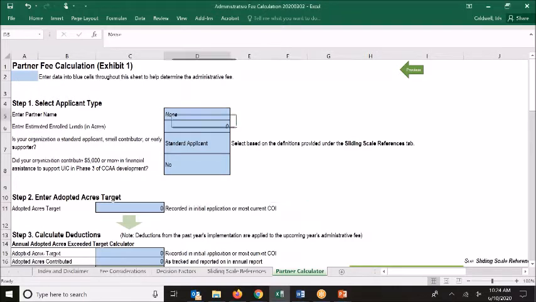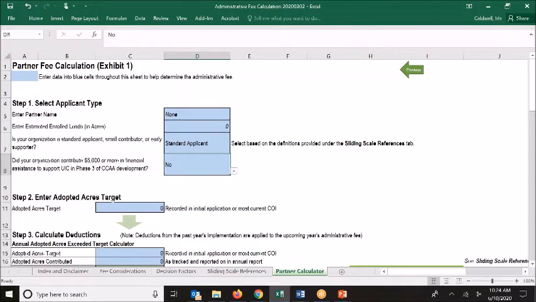So you start here up at the top, entering your organization name. For good reference here, we have a place for you to input your total enrolled lands. And we'll have a separate tutorial that will be going through how you determine those enrolled lands that you'll be enrolling. Here we have the selection of the different types of applicants: the small contributor, the early supporter, or a standard applicant, which again, those references are on the sliding scale references tab.